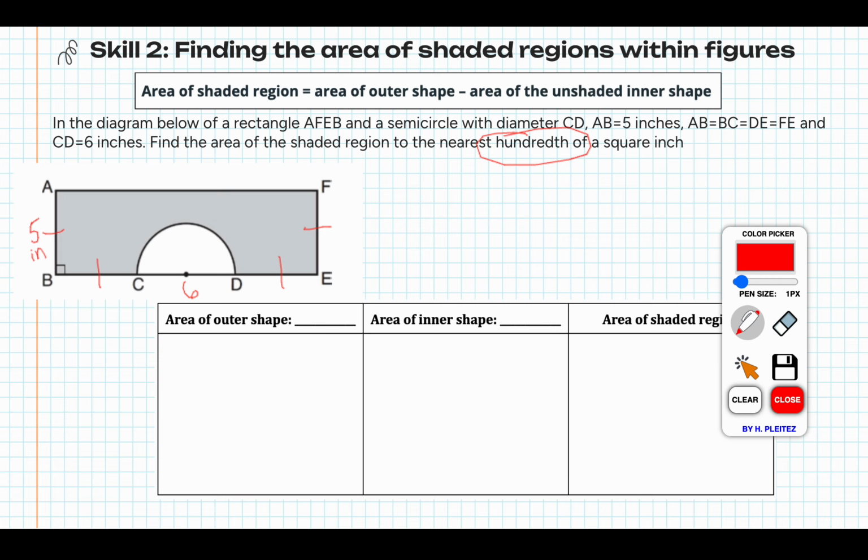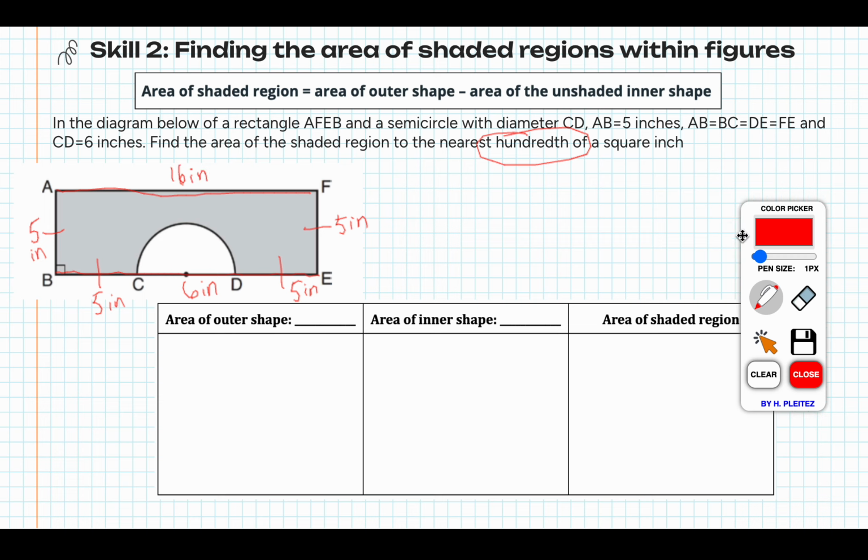So let's go ahead and fill in some other measurements. I can fill this in as 5 inches, this in as 5 inches, this in as 5 inches, because they were all congruent, right? And we have a rectangle, so that means that this entire side here is going to be equal to this side that's up here. So we do 5 plus 6 plus 5, and that gives us 16 inches.